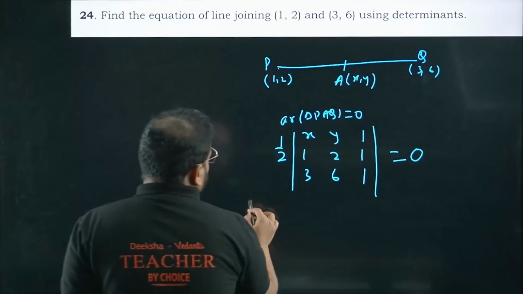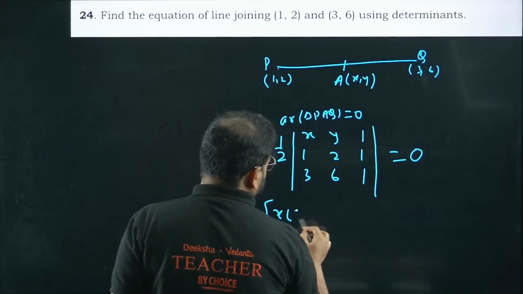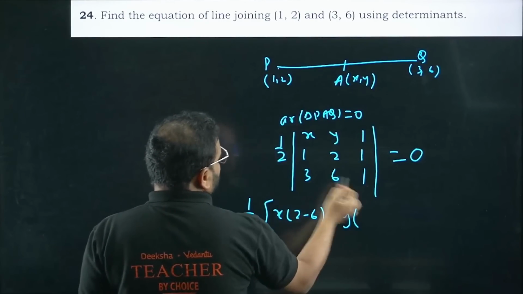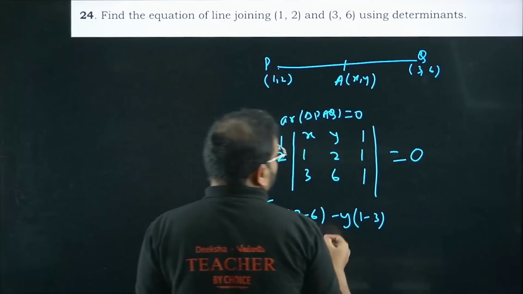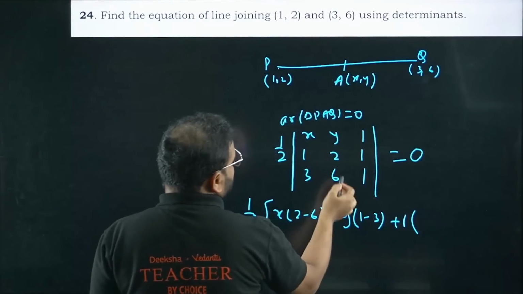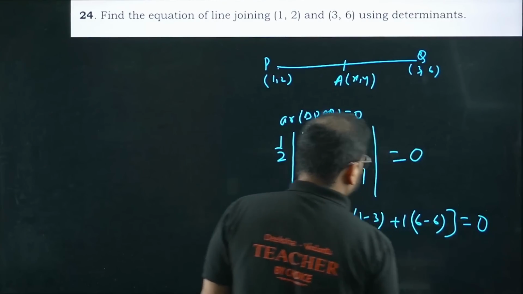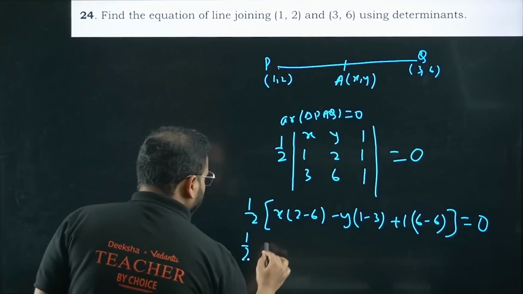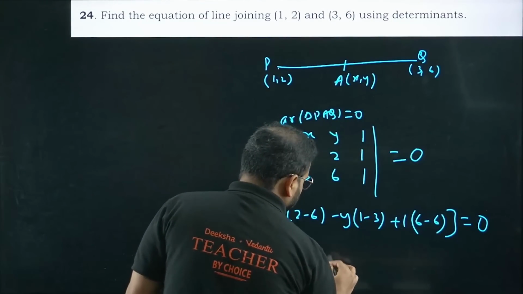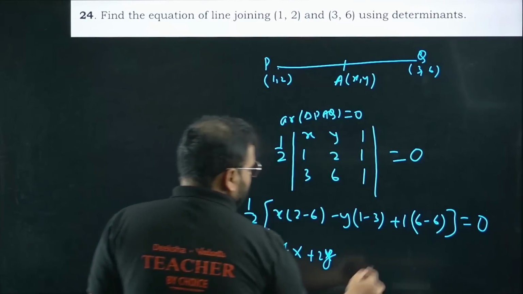Let's solve it. What do I get? Please check. X times of 2 minus 6, minus y times of 1 minus 3, plus 1 times of 6 minus 6 is 0. So giving me this value as 1 by 2 times of minus 4x, I get here plus 2y, and this is going to be simply 0, right?